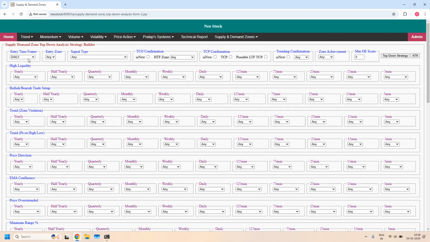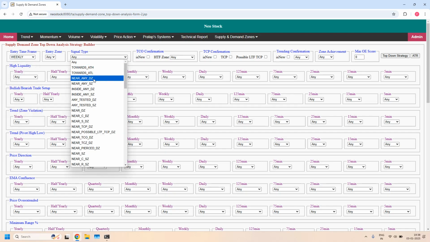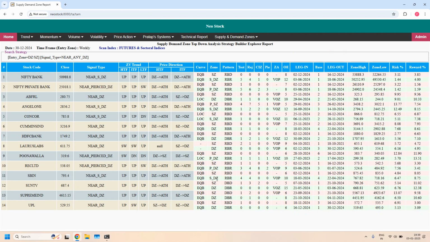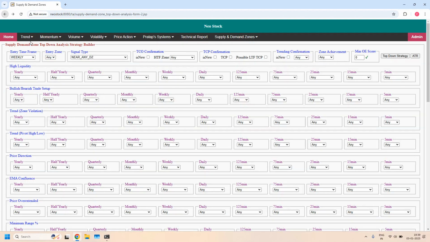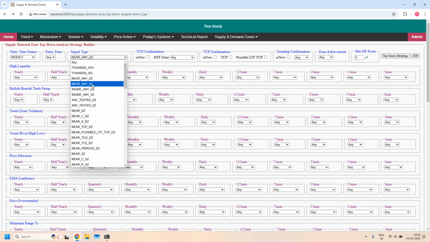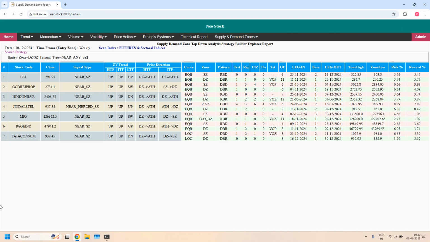Next time frame is weekly. Stocks near weekly demand zone. We got 14 stocks. Please remember, this is the end of the week. I will be generating several weekly reports that will be useful for traders who plan trades based on different weekly related reports. Okay, next weekly time frame, stocks near weekly supply zone. 7 stocks are filtered.